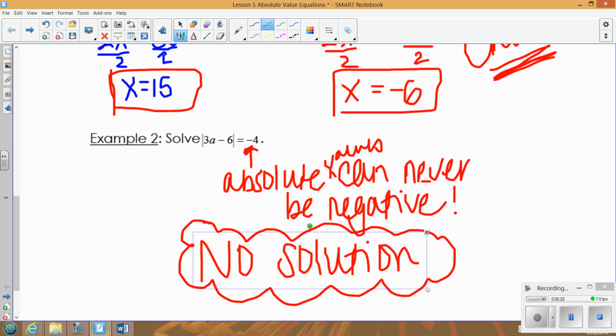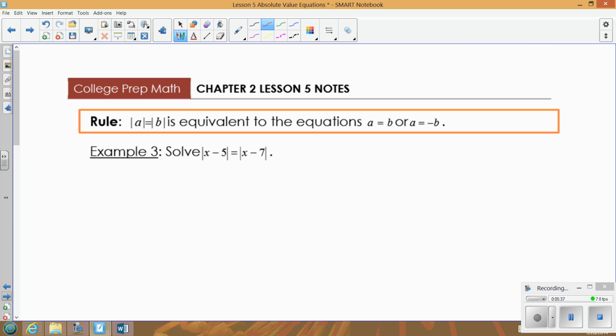So if you don't recognize this right away with that negative, then you just have to go through the process and you'll see that your answers won't check. So definitely always check your solutions when it's a negative or when it's an absolute value. So one last example here.